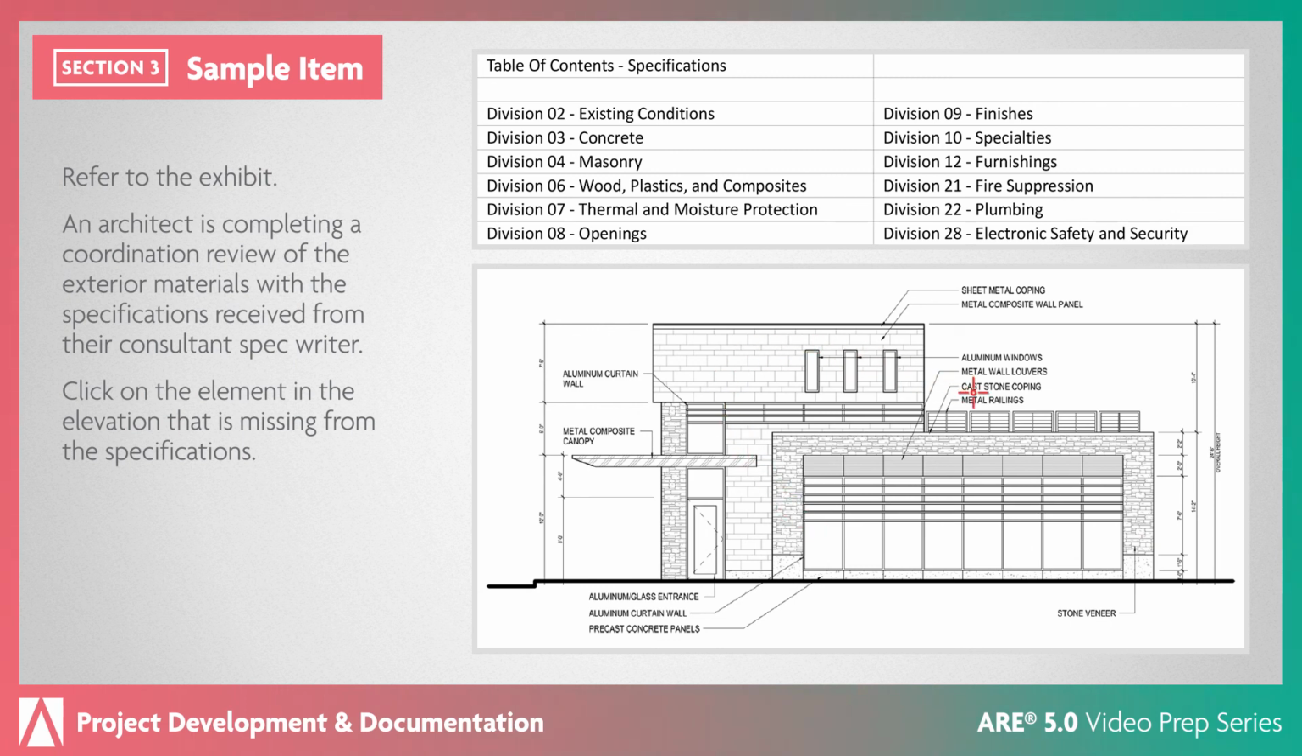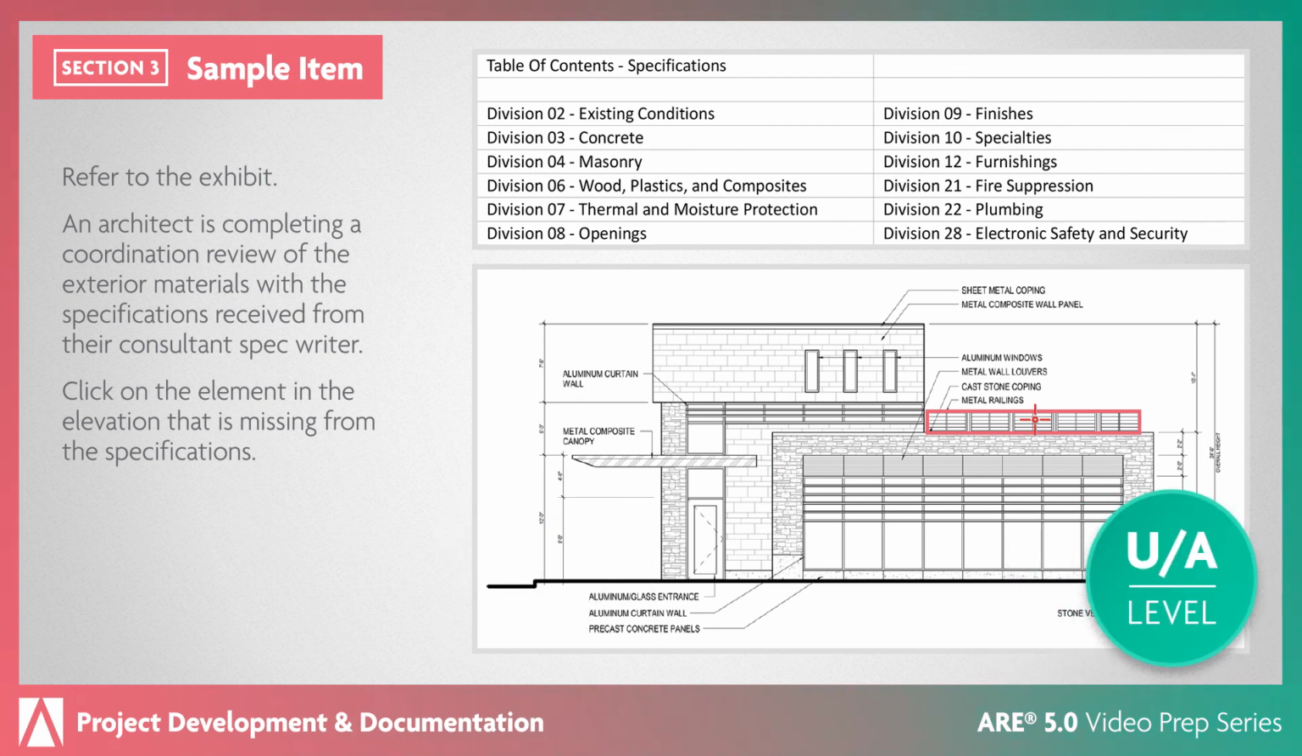The correct answer is metal railings. Based on the CSI MasterFormat Divisions, Division 5, Metals, is missing from the table of contents provided by the consultant spec writer. This division includes metal handrails and railings, which are noted on the elevation. The remainder of the exterior materials labeled are found in the specification list provided.